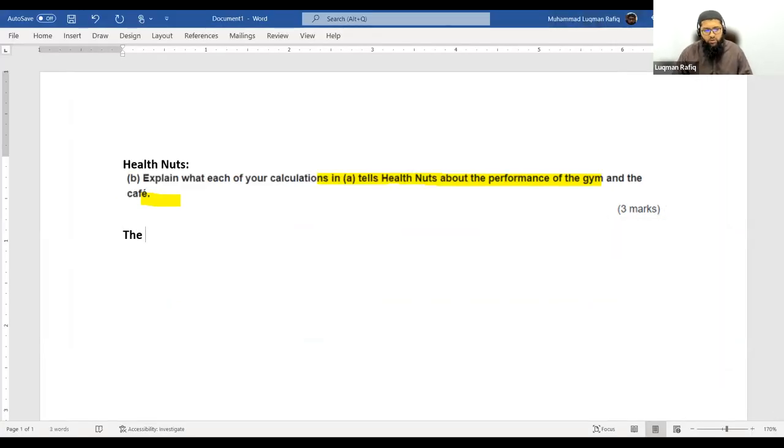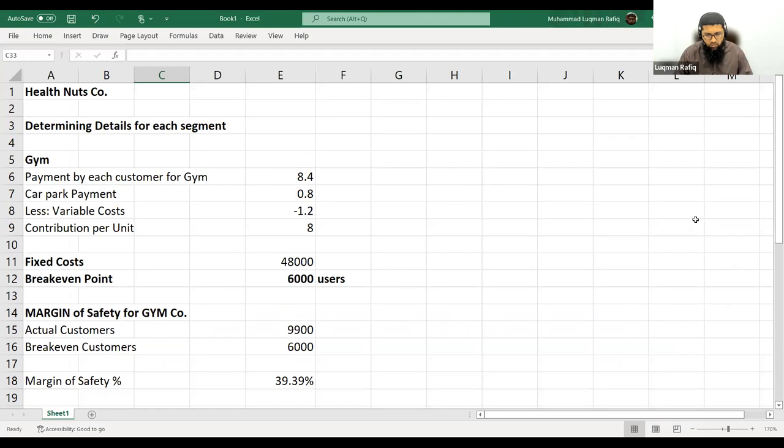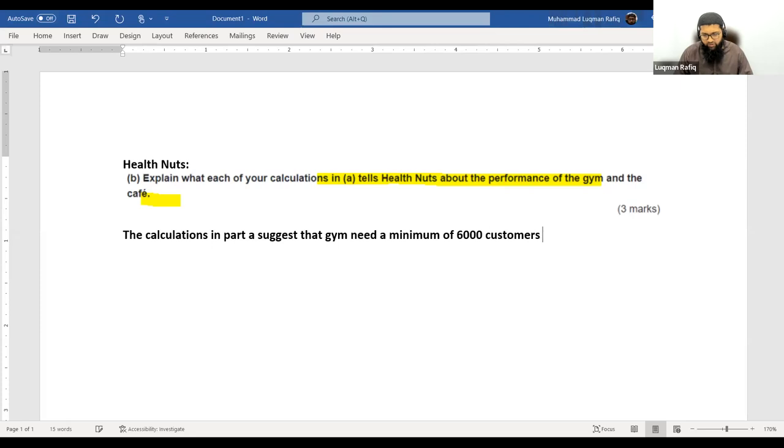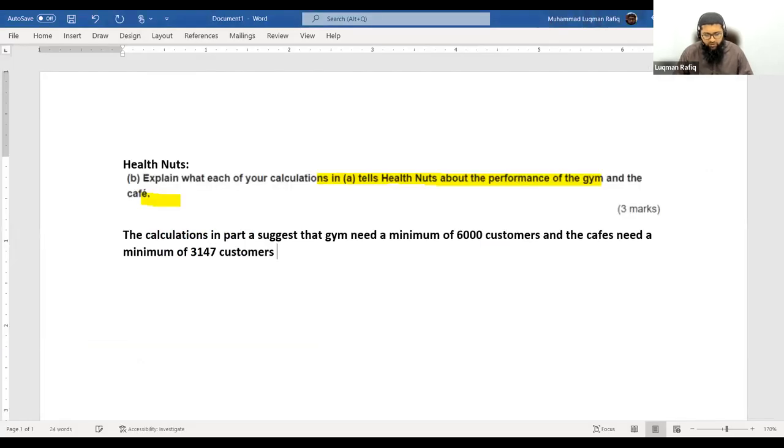Now, the calculations in part A suggest that the gym needs a minimum of 6,000 customers, and the cafe needs a minimum of 3,147 customers to break even. That is, to arrive at a position where they will not be making profit or incurring losses.